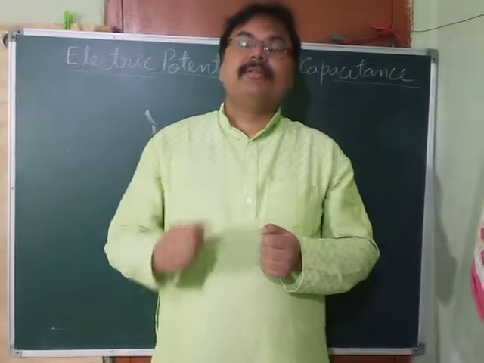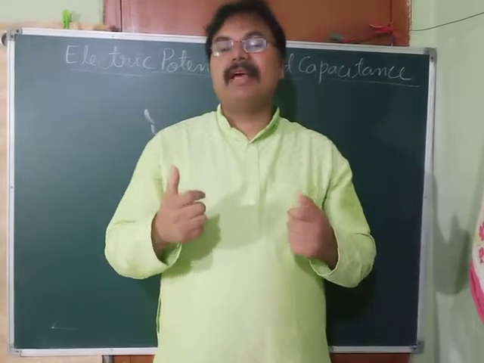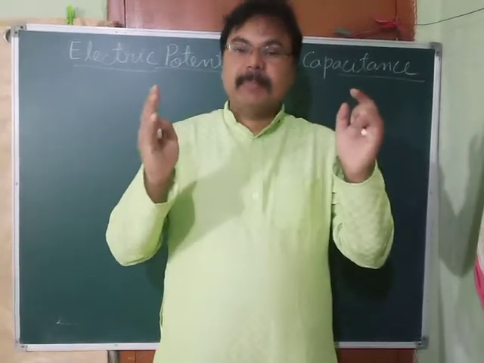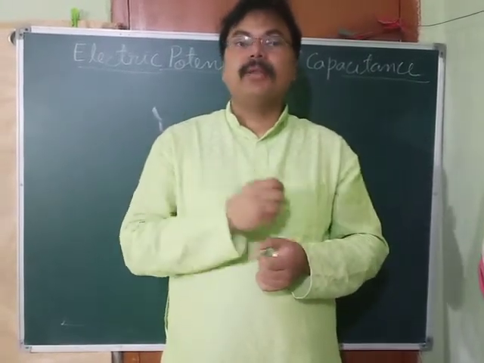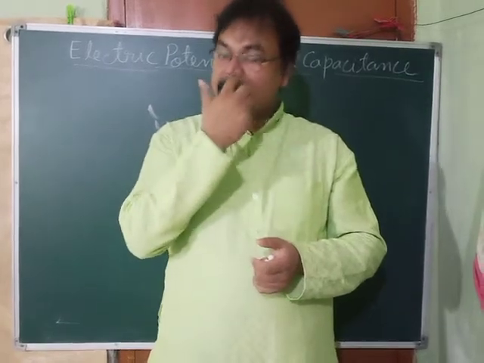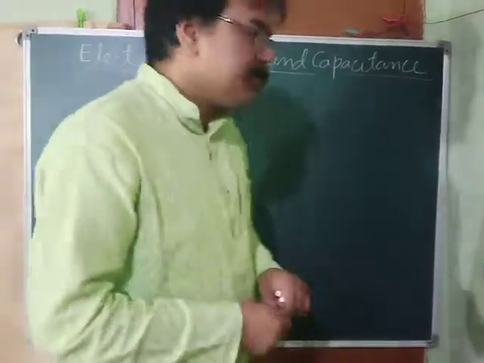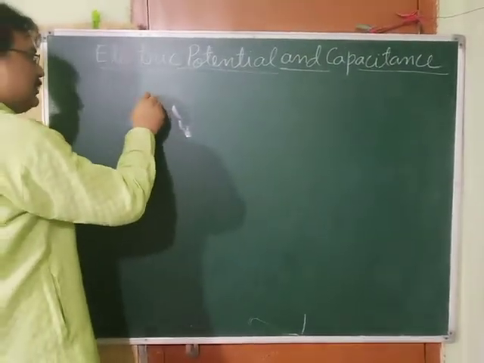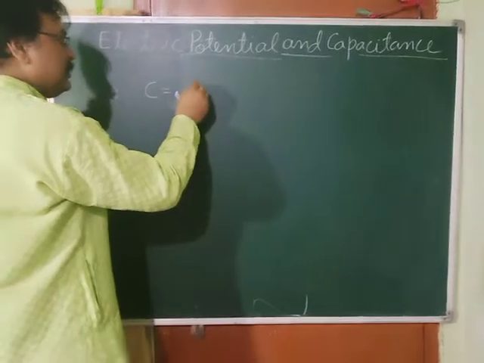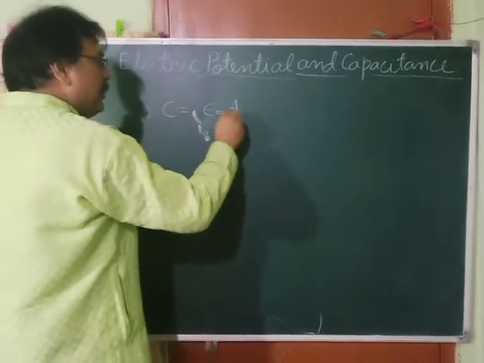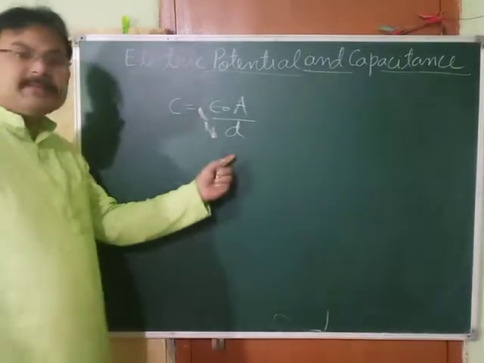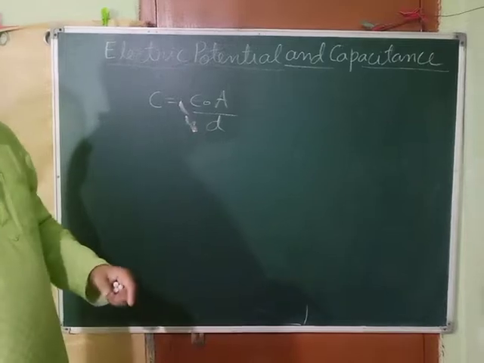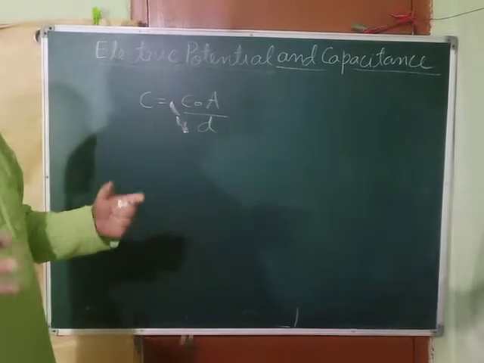See, my dear children, in the last video we found the expression for the capacitance of a parallel plate capacitor when the space between the plates is filled with air or vacuum. But suppose there is some other medium. What we obtained in the last video is that the capacitance of a parallel plate capacitor is given by epsilon naught A by d. d is the separation between the plates, A is the plate area, and epsilon naught is the permittivity of the medium between the plates, that is free space.